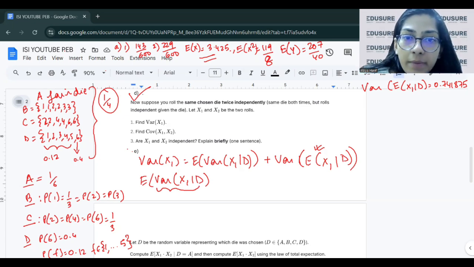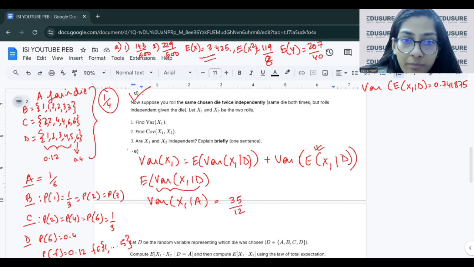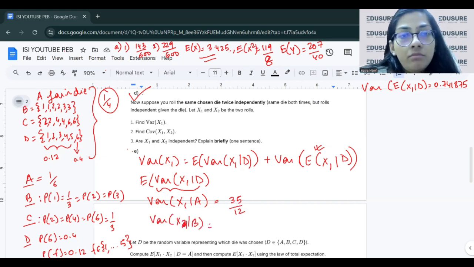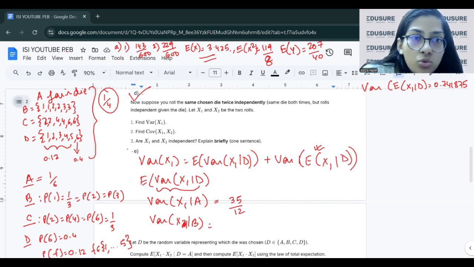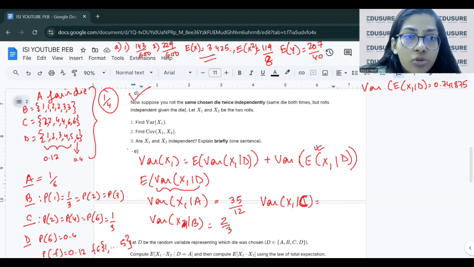So what will it be? Basically variance of X1 given A. You just have to calculate the variance of 1, 2, 3, 4, 5, 6. If you calculate its variance, you will get it to be 35 by 12. Variance of X1 given B is going to be what? Just calculate the variance of 1, 1, 2, 2, 3, 3. So this will come out to be 2 by 3. Variance of X1 given C is going to be what? Calculate the variance of 2, 2, 4, 4, 6, 6. So the variance is going to be 8 by 3.